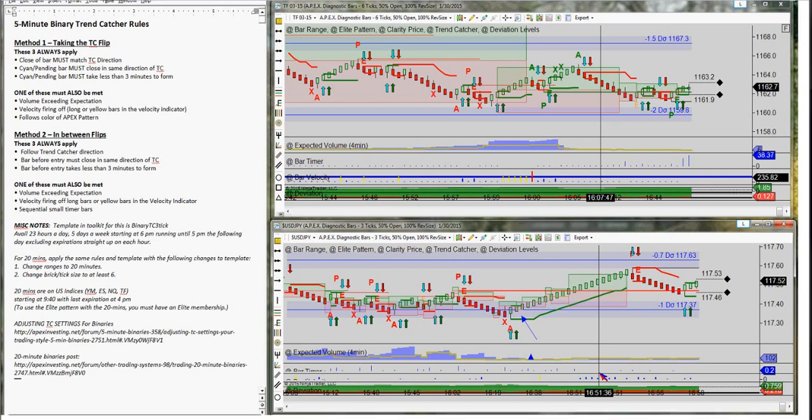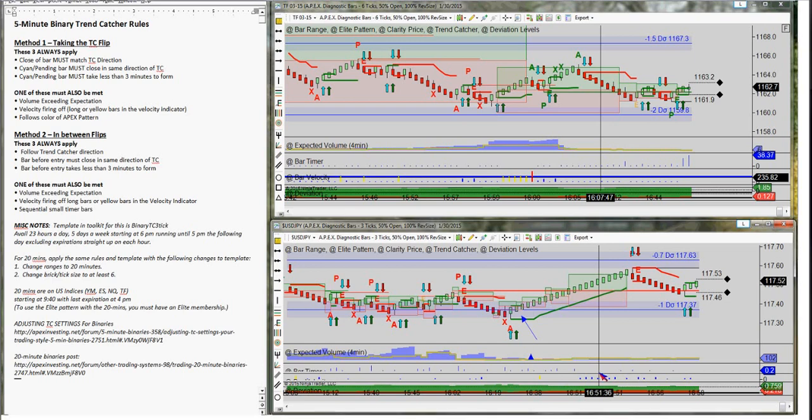Adnan said the bar timer is just the opposite of velocity. Can you just use one? It is not just the opposite of velocity. Absolutely, it is not. And no, I would not just use one. The bar velocity and the bar timer, the way you read them, are opposites.